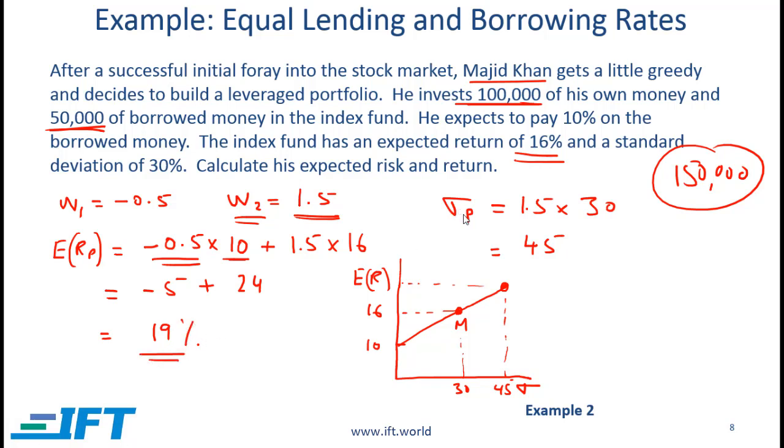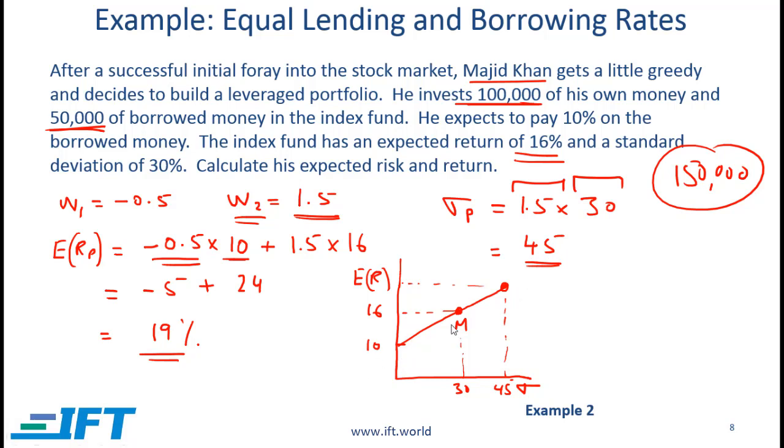In terms of the risk, we simply have the weight in the market portfolio, which is 1.5 multiplied by the risk of the market portfolio, which is 30. So the risk on the portfolio is 45.